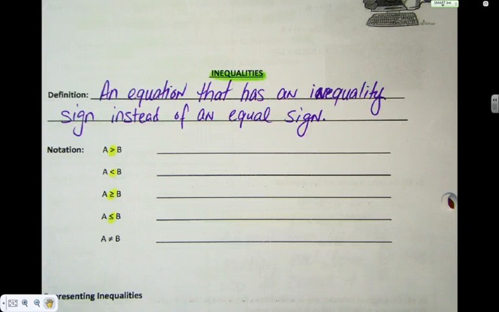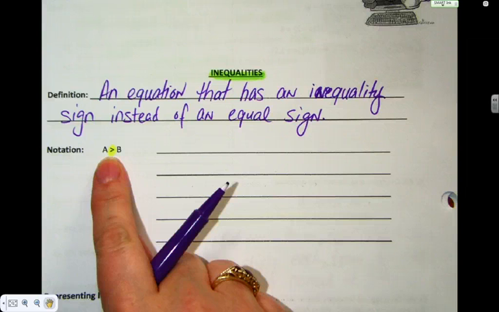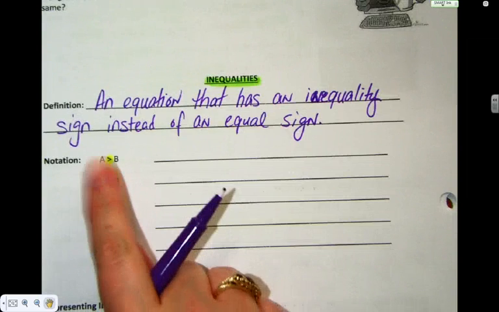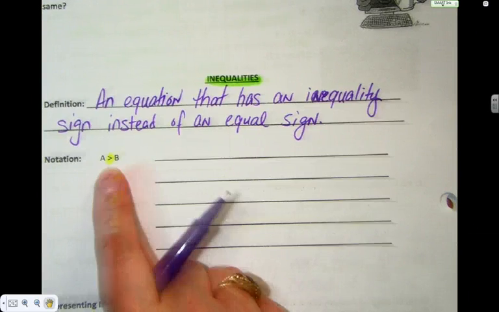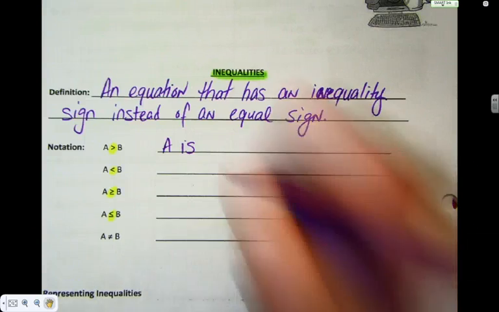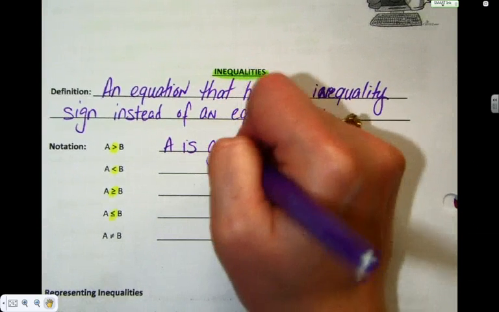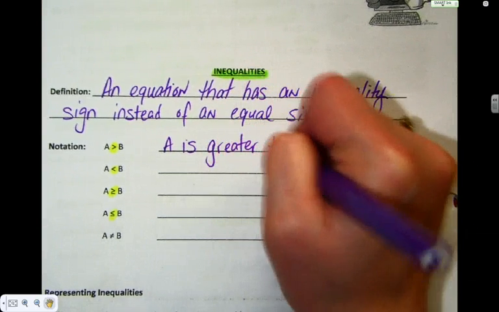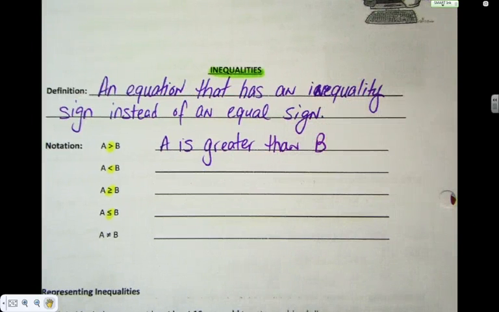So let's just talk about what these signs mean. If you have something that looks like this, again, the problem with alligator is it's the bigger number. What do you do when they're variables? What this is saying to you mathematically without the words is A is greater than B. That's an inequality because they're not equal. A is more than B.